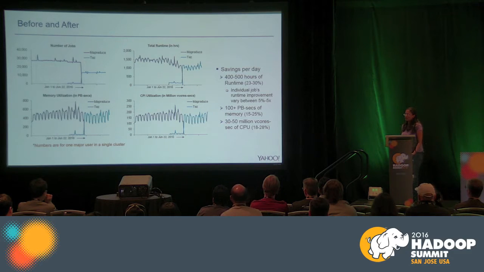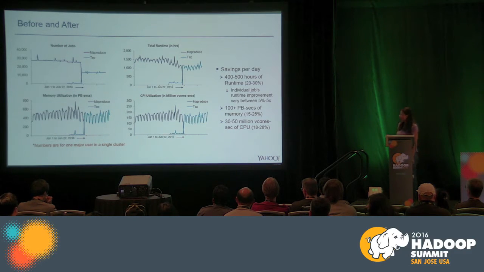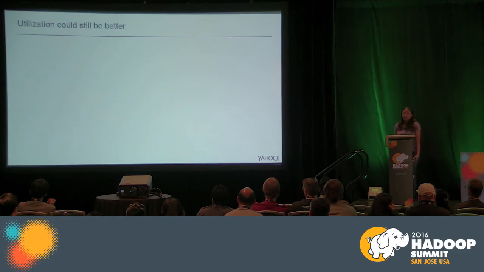So it's been really good. Individual job performance varies between 5% to 5x, but in total it's about 30%. But 400 to 500 hours per day is a huge number. For huge jobs, we see a lot of savings. But the utilization could still be a lot better. It was lower than what we expected.